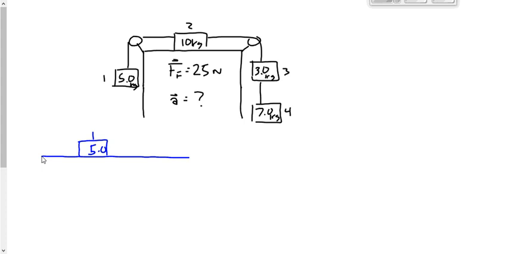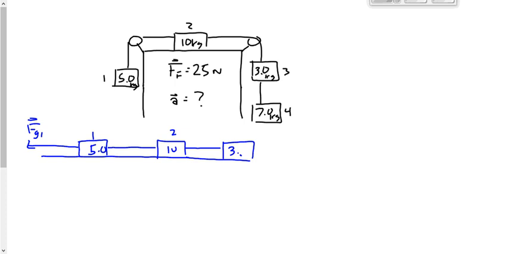Okay, and it's going to have a force of gravity pulling on it like this. Of course, it's not really pulling on it like this, but we're going to show it pulling to the left there. And we've got a 10 kilogram object right here. And then if we stretch out the other side, we've got a 7 and a 3 kilogram object also on the horizontal surface like this.